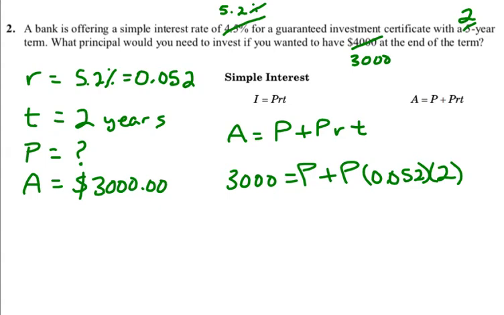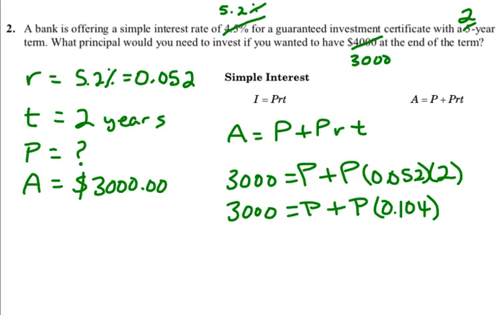And now we simplify it. If you're having problems with the simplifying part, the only thing we can do at this point is multiply these together. And that gives us 0.104. And you can have that in front of the P or after the P, it really doesn't matter.